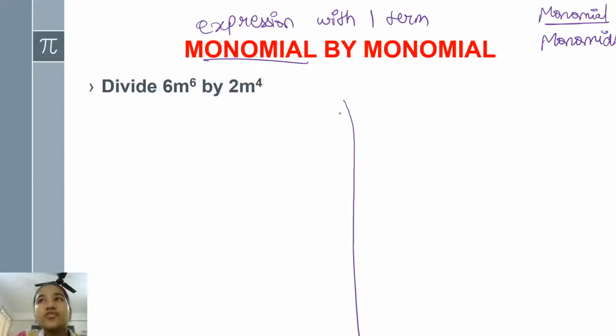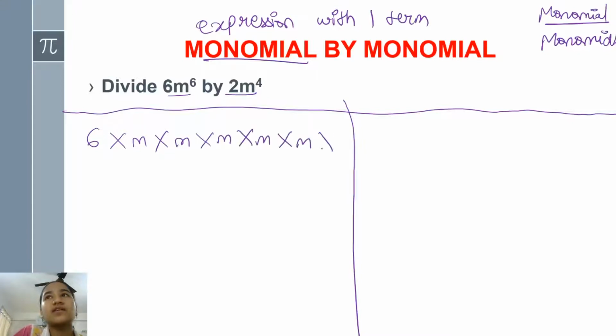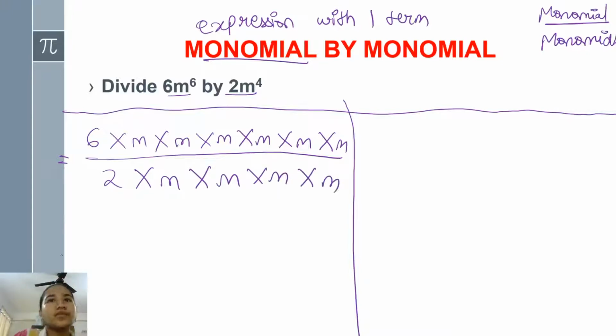So our first method which we are going to follow is 6m to the power 6 and 2m to the power 4. So what can we do? 6m to the power 6 can be written as 6 into m, 6 times we have to multiply because it's to the power 6, right? 1, 2, 3, 4, 5, 6, by 2 into m, 4 times we have to multiply, 1, 2, 3, 4. What I'm going to do is just cancel.